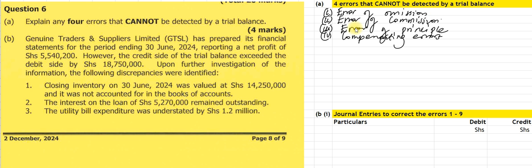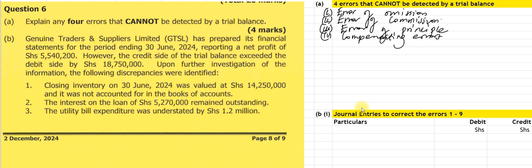Then from there we have: Genuine Traders Suppliers Limited has prepared its financial statements for the period ending 30th June 2024, reporting a net profit of 5,540,200. However, the credit side of the trial balance exceeded the debit side by 18,750,000. Upon further investigation of the information, the following discrepancies were identified.